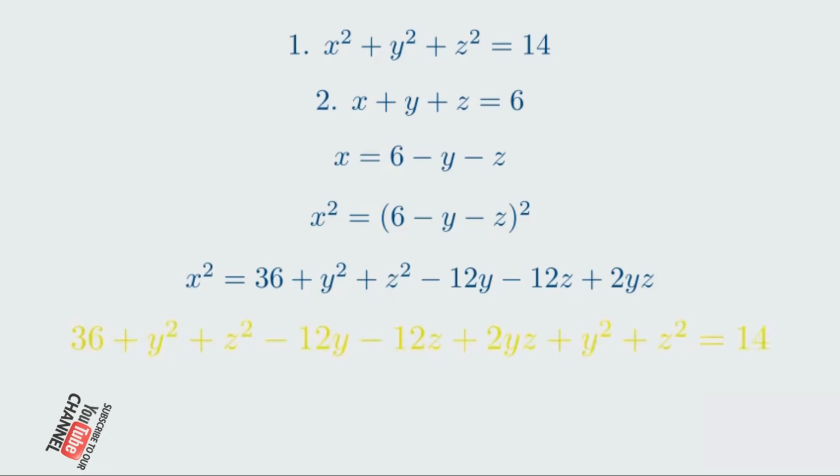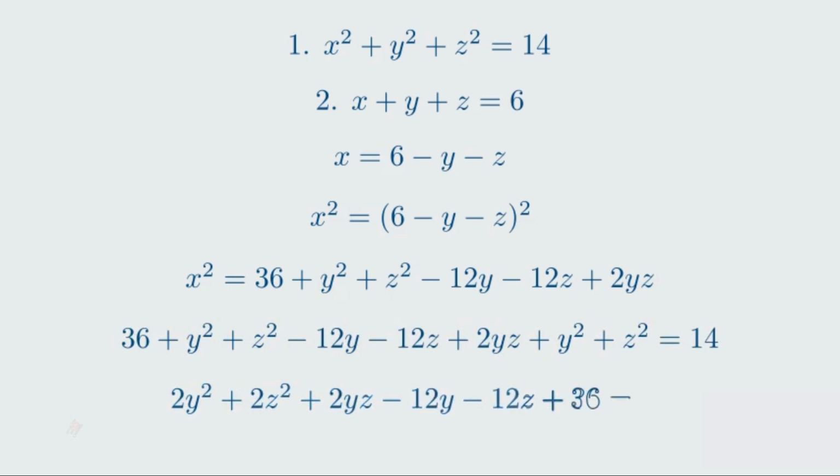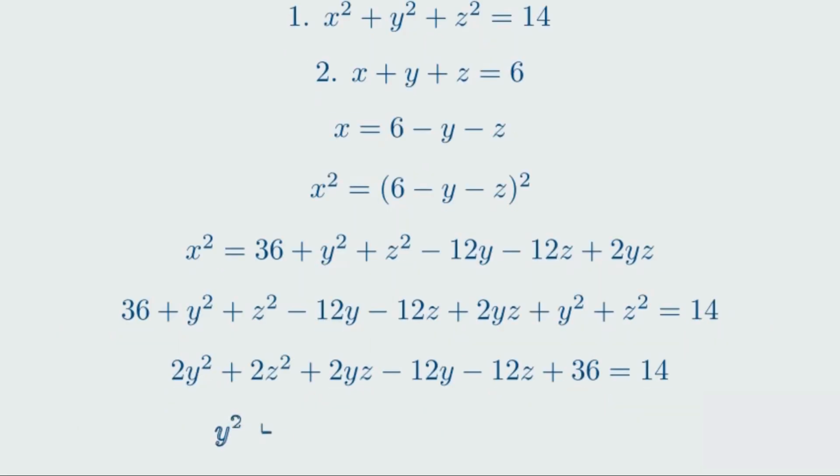Let's combine terms. We have 2y squareds and 2z squareds. This gives us 2y squared plus 2z squared plus 2yz minus 12y minus 12z plus 36 equals 14. Let's simplify by dividing by 2. We get y squared plus z squared plus yz minus 6y minus 6z plus 18 equals 7. Notice the right side is 7, not 14, and the constant on the left is 18.